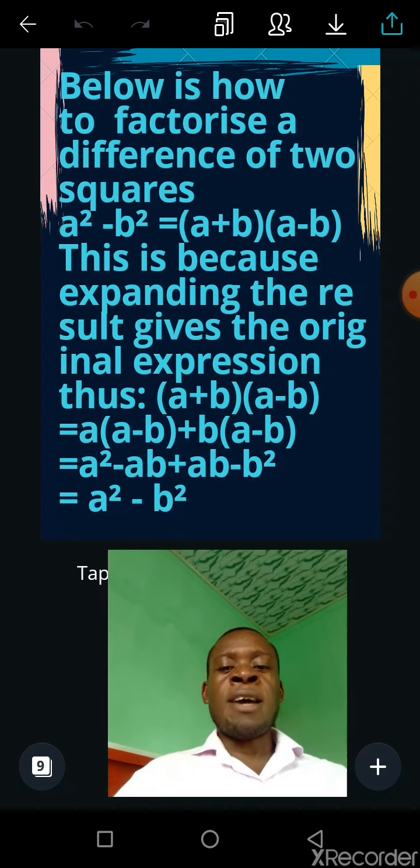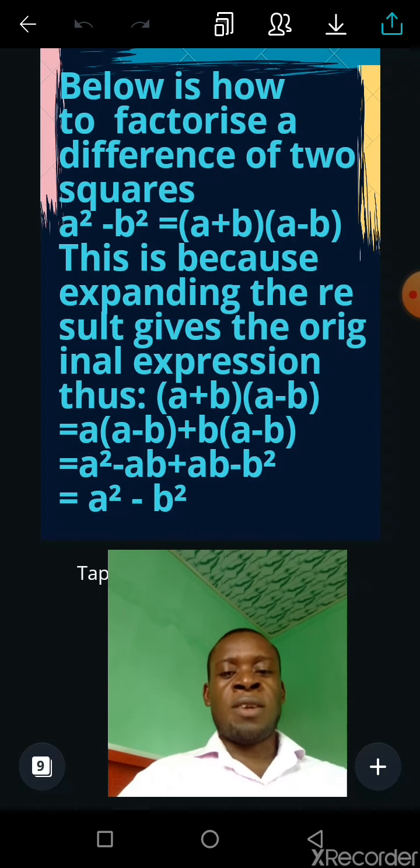Then we collect like terms. We have a squared minus ab plus ab minus b squared. You see that minus ab plus ab will cancel out. The answer is 0. So we are now left with a raised to the power 2 minus b raised to the power 2. You find out that when you expand, you still get the initial expression. That is to tell you that the factorization procedure works.